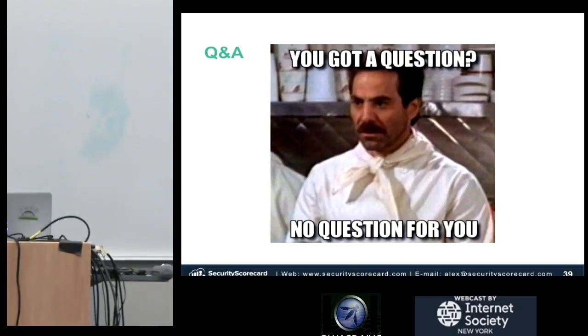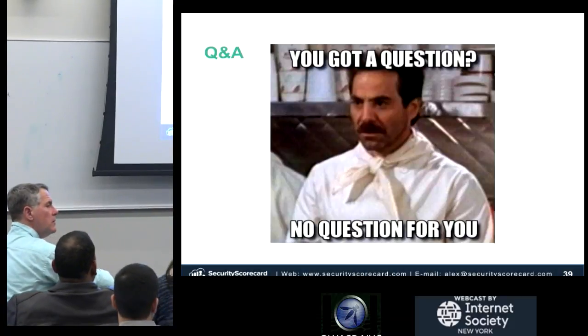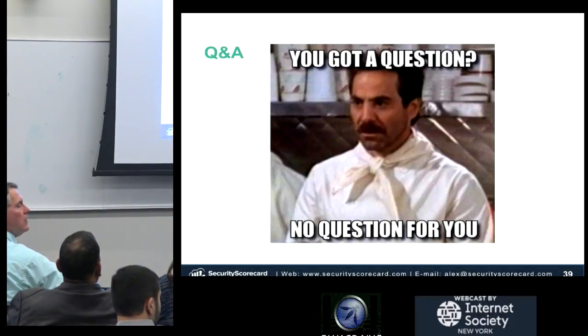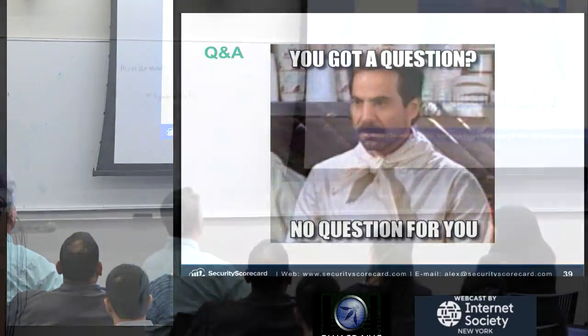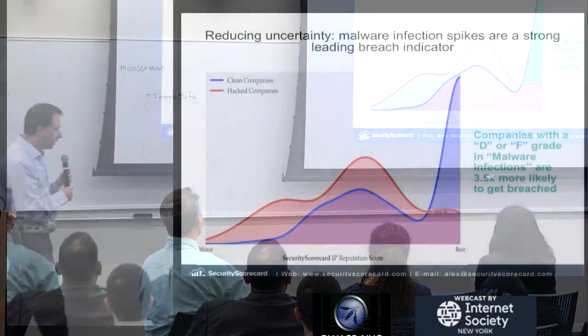On the prior graph that you showed, there's an intersection where the best and worst kind of even out. Can you explain that? Well, it's a statistical graph, right?